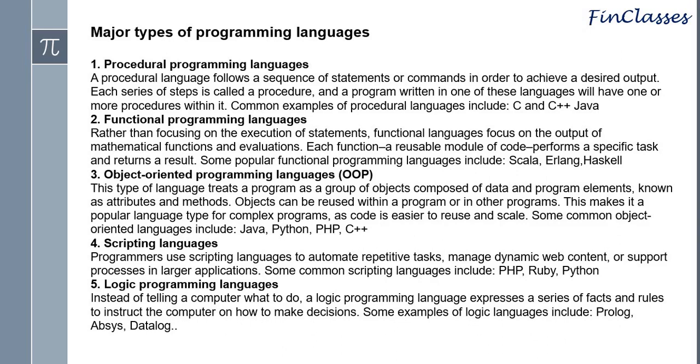And we have logical programming languages, the fifth part. Instead of telling a computer what to do, a logical programming language expresses a series of facts and rules to instruct the computer how to make decisions. So it is more advanced than what we have been doing. So it has the decision-making capacity based on the situation to an extent. Examples are Prolog, ASP, and Datalog.